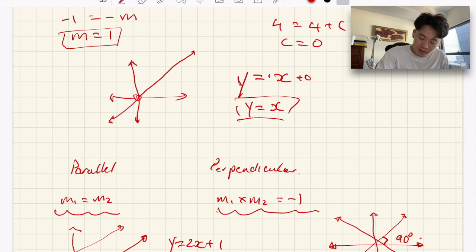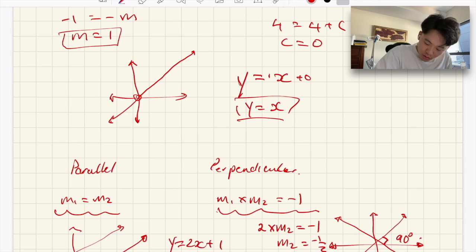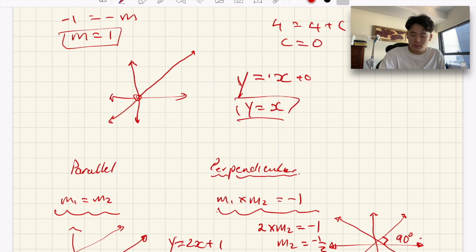So essentially, I'm going to give you a shortcut and just look back at this video if it doesn't make sense. m1 times m2. So if the gradient was, like this case, 2 times m2 is equal to negative 1. m2 is equal to negative 1 over 2. Divide both sides by 2, right? So you can see what happened here. To get the perpendicular line's gradient, you get the first gradient, you put it over 1, and you give it a negative. So if it's y is equal to 3x, what is the perpendicular gradient? It would just be negative 1 over 3.